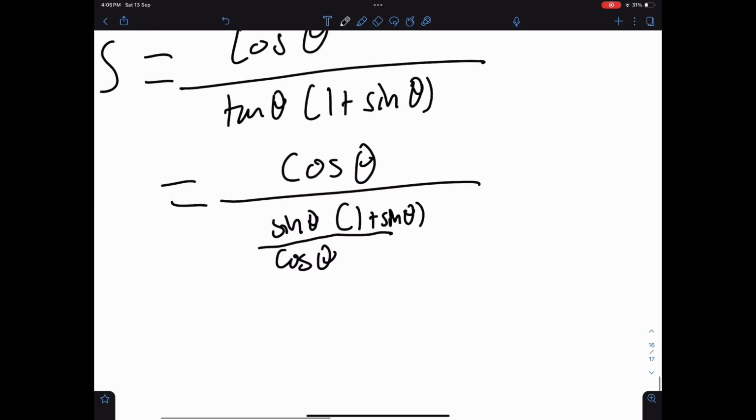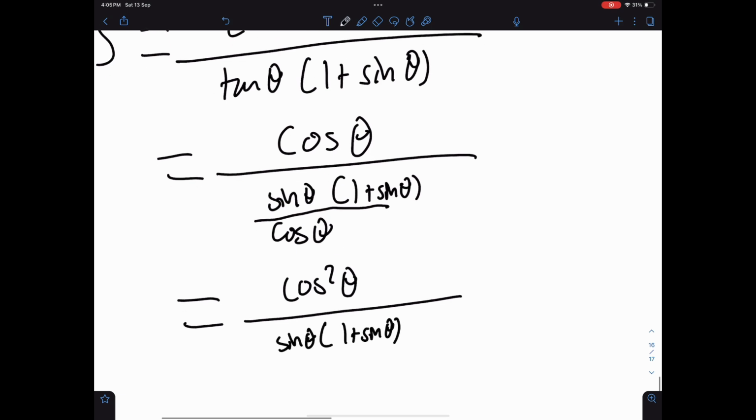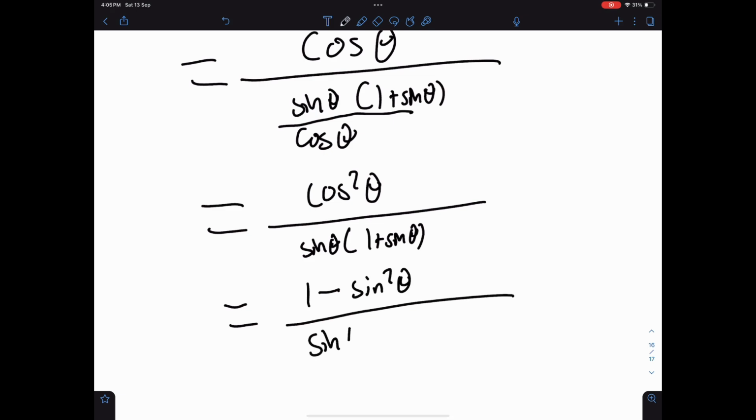And so, yeah, that will lead us, because when we're dividing by something, we multiply the reciprocal, so you have to get cosine squared on the top, and then sine theta, 1 plus sine theta. We'll leave it factorised for now. So that will give us, because that cosine squared theta will just be 1 minus sine squared theta, over sine theta, 1 plus sine theta.